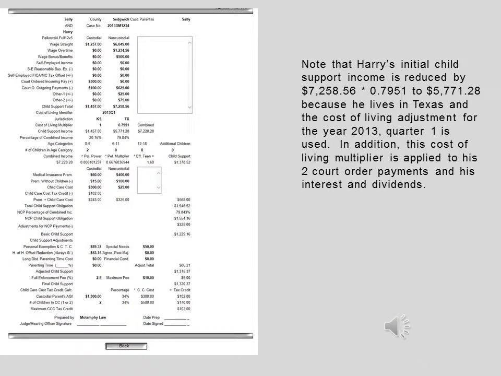Note that Harry's initial child support income is reduced by $7,258.56 times 0.7951 to $5,771.28 because he lives in Texas and the cost of living adjustment for the year 2013, quarter 1, is used. In addition, this cost of living multiplier is applied to his 2 court order payments and his interest and dividends.